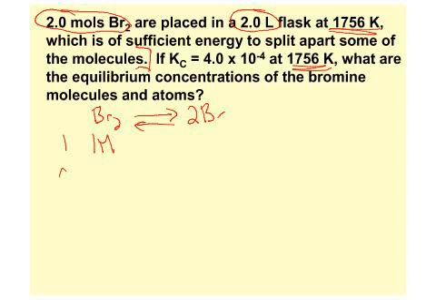Okay, so initially you have 1 and you have nothing. Change is going to be minus x plus 2x. And again, the 1 is because the coefficient is 1, and the 2 is because the coefficient is 2. At equilibrium, I have 1 minus x, and at equilibrium, I have 2x.